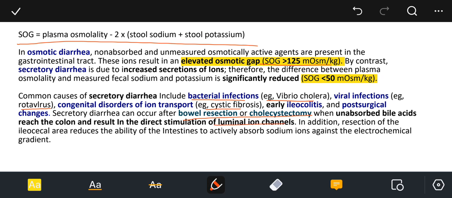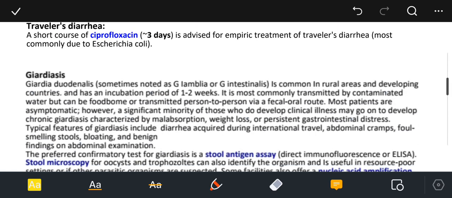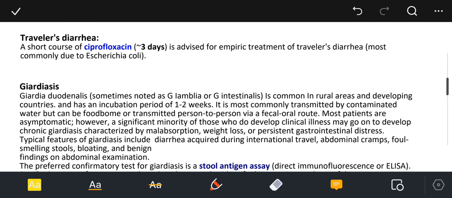In addition, resection of the ileocecal area reduces the ability of the intestines to actively absorb sodium ions against the electrochemical gradient. For traveler's diarrhea, a short course of ciprofloxacin, about 3 days, is advised for the empiric treatment of traveler's diarrhea, most commonly caused by Escherichia coli, and the strain is called ETEC.